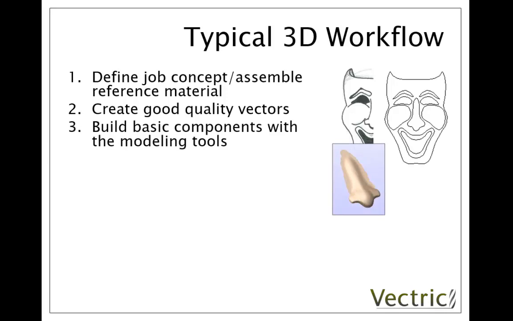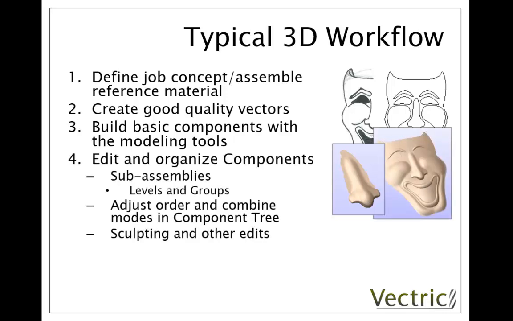Next, you'll use those vectors and the modelling tools to build basic shapes and start combining those together, maybe into what we typically refer to as sub-assemblies. So this is where you start to use the levels and groups in order to combine individual shapes together to slowly build a more and more complex shape, and that's managed in the component tree. As you're doing this, you may use some of the editing tools to start to smooth and blend and get the shapes to interact in just the way you want.